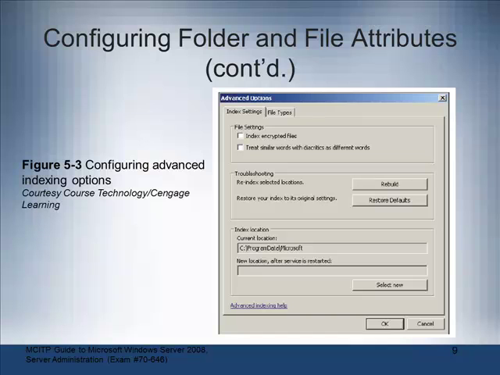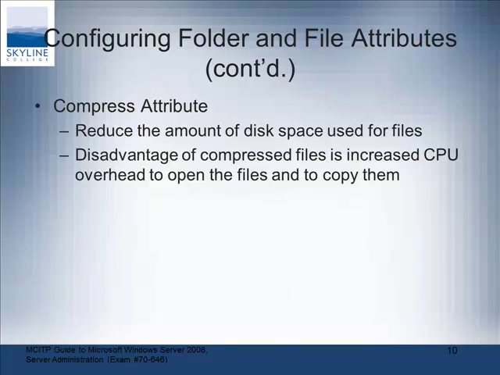The folder and file attributes, indexed encrypted files, treat similar words with diacritics as different words, re-index, rebuild the index, a number of things you can do. They've got an exercise in the chapter that you go through and look at this, look at the indexing. Restore the index to its original settings, different things that you can do. Where are you going to store the index? As usual, lots of different things that you can configure in the Windows world.